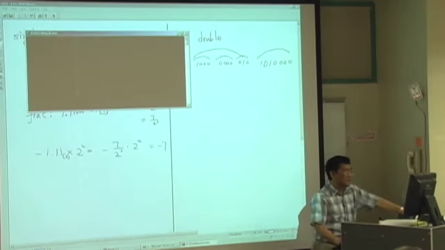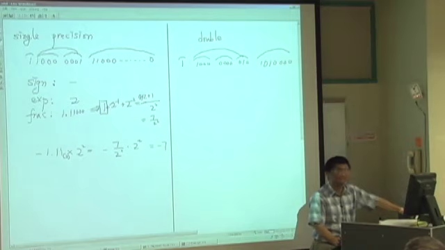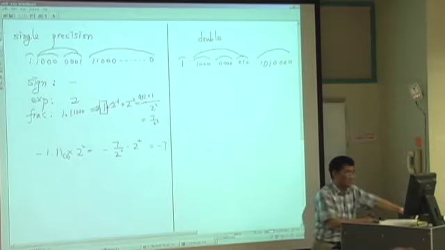So what is the number that you found? So negative 13 is the first answer.